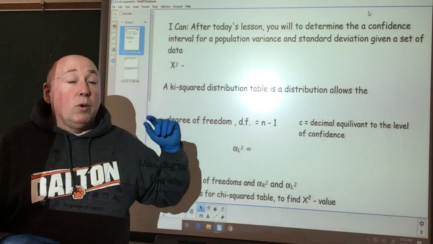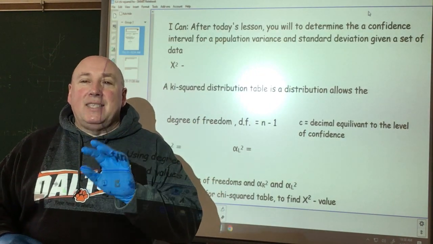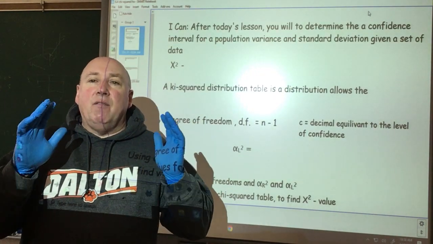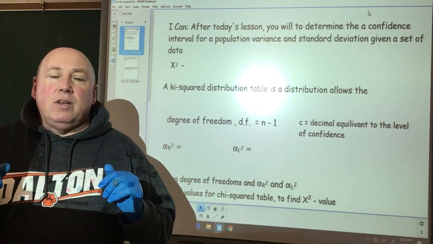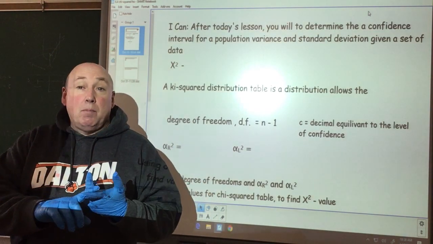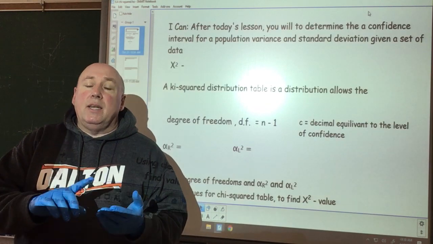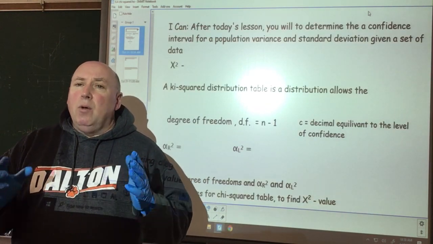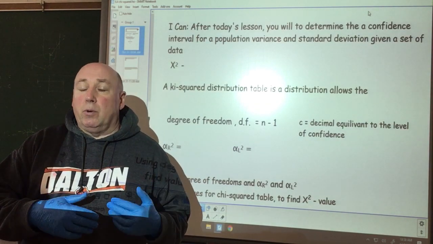So today we're going to talk about the population standard deviation and having a confidence interval for a population standard deviation. We've talked about the mean. We've talked about a percent. Now we're going to talk about standard deviation. Once again, this is the last of the material that we will go through.